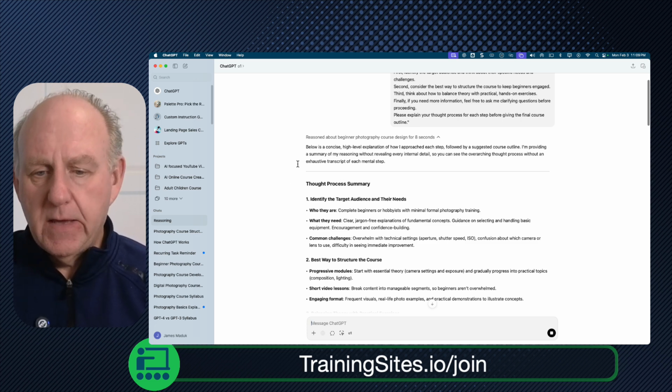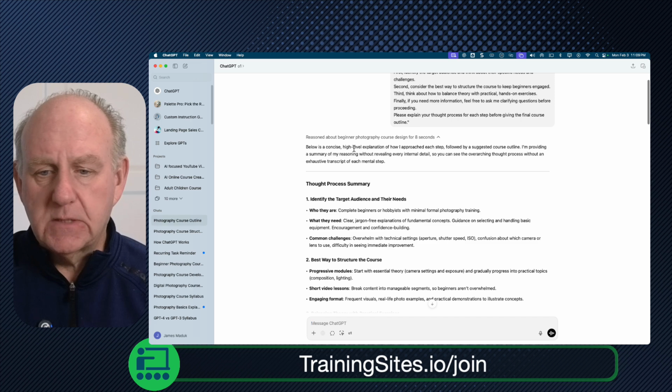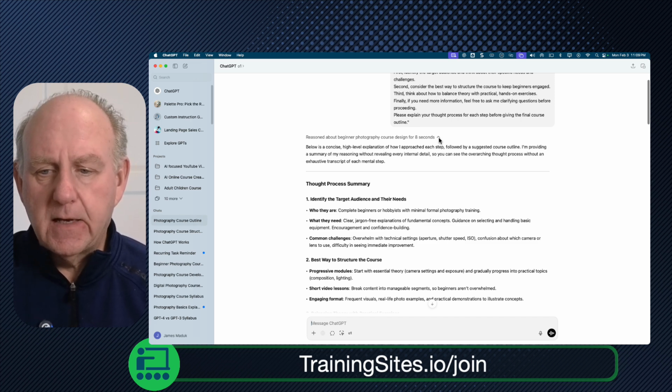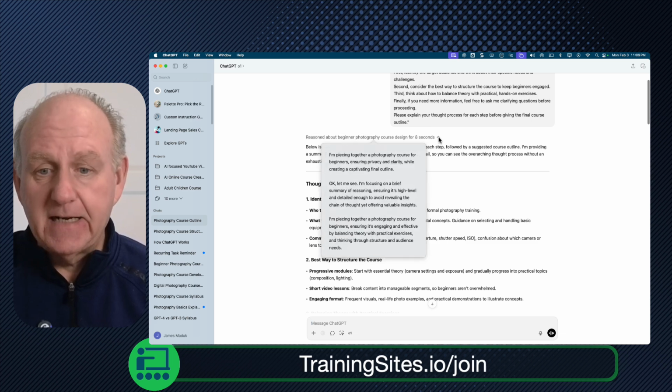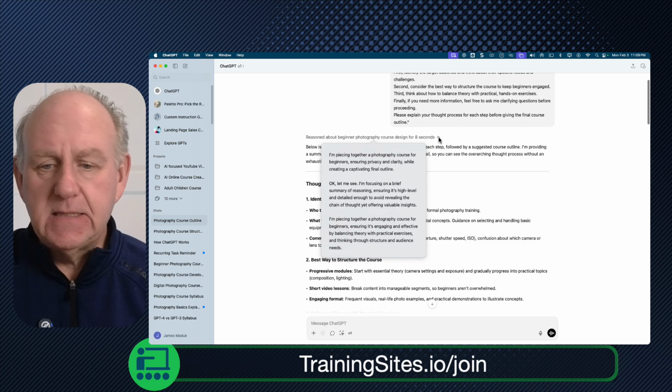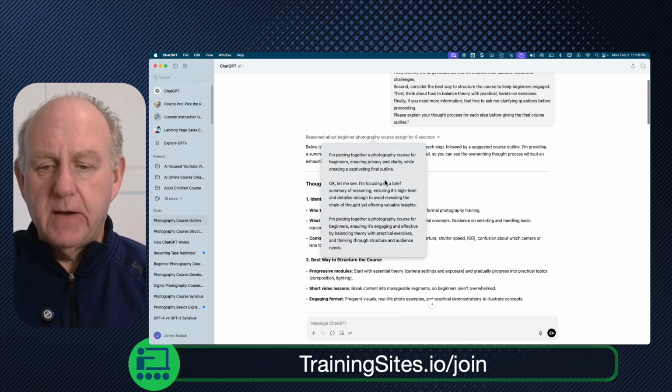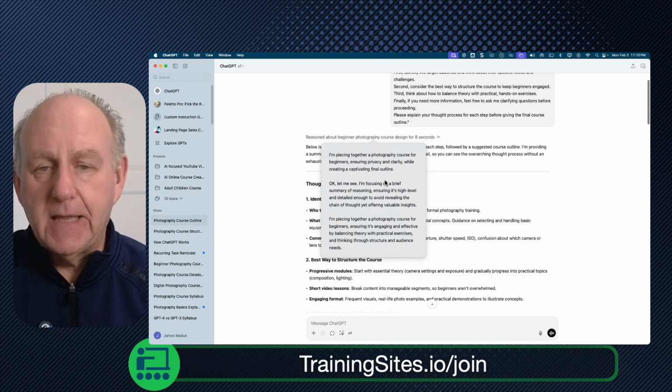So right now, it's showing me on the page here, below is the high-level explanation on how I approached it. But I see there's a little caret here, I forget what they're called, the little top of the roof. If I click it, I get a little message that says, I'm piecing together a photography course for beginners, ensuring privacy and clarity while creating a captivating final outline. Okay, let me see. I'm focusing on a brief summary of reasoning, ensuring it's high level and detailed enough to avoid revealing the chain of thought, yet offering valuable insights.